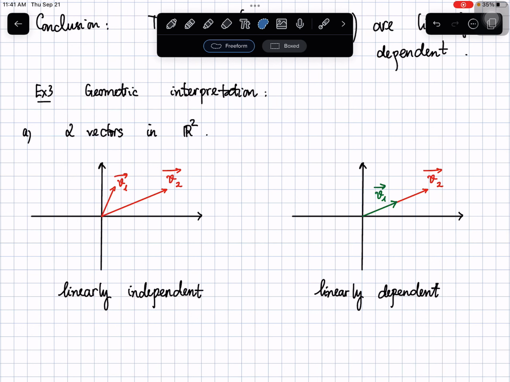Here we talk about the geometric interpretation of linearly independent and linearly dependent. So suppose we are talking about two vectors in R2. So here's a R2 space, and we have two vectors, say V1 and V2. Linearly independent says that these two vectors are on different lines.